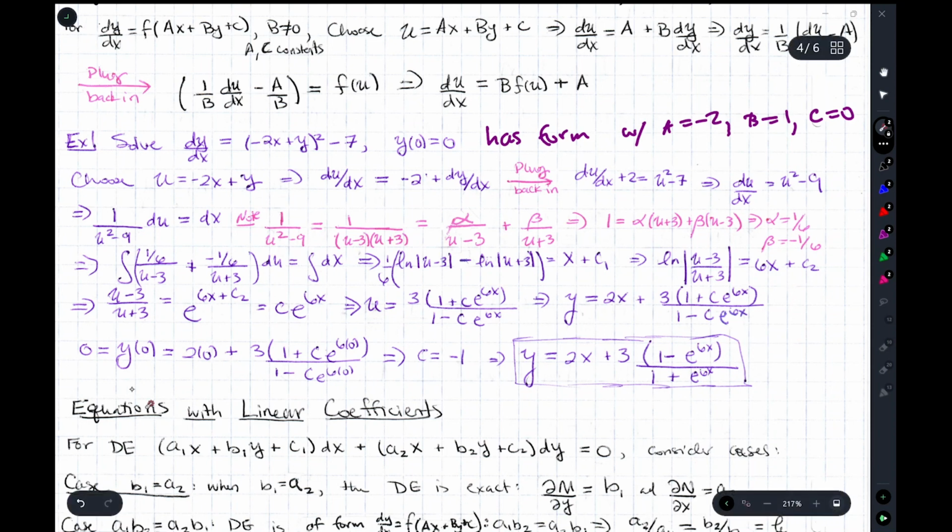This is an initial value problem, so we have the initial condition right here. And on the right-hand side, we're going to plug in x equals 0 in our solution. So this gives you what to put on the right, and this gives you what to put on the left. And then you can just solve for c. c is -1, and we are done with the initial value problem.